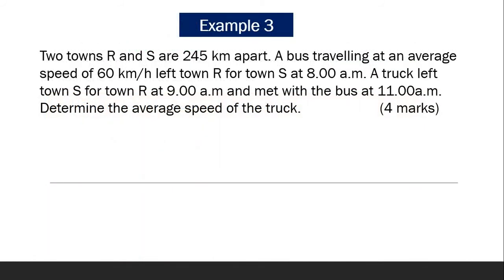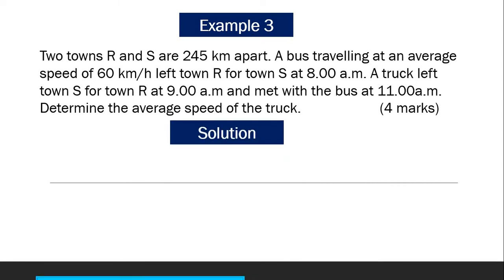Example 3. Two towns R and S are 245 kilometers apart. A bus traveling at an average speed of 60 kilometers per hour left town R for town S at 8 a.m. A truck left town S for town R at 9 a.m. and met with the bus at 11 a.m. Determine the average speed of the truck.